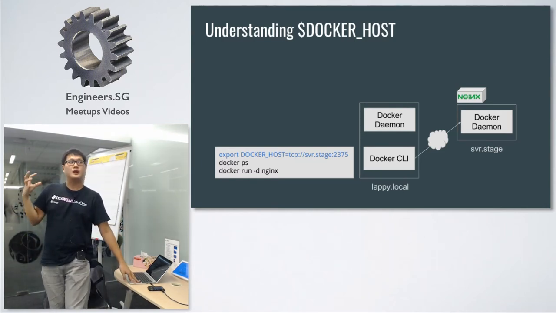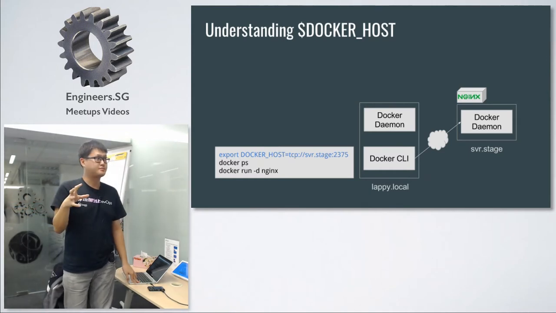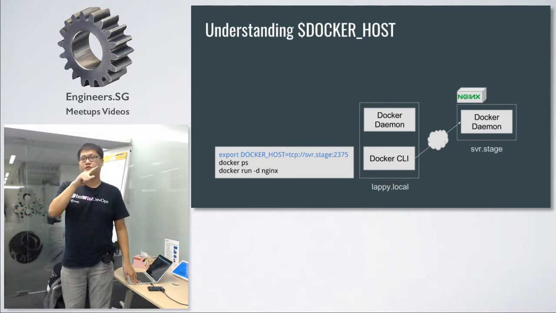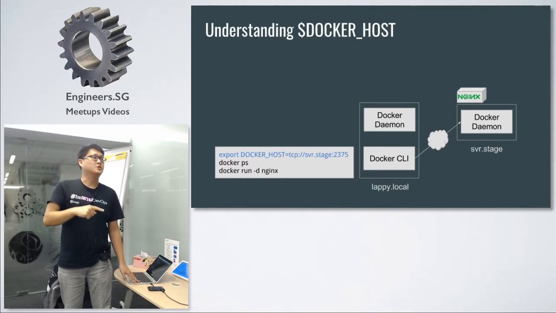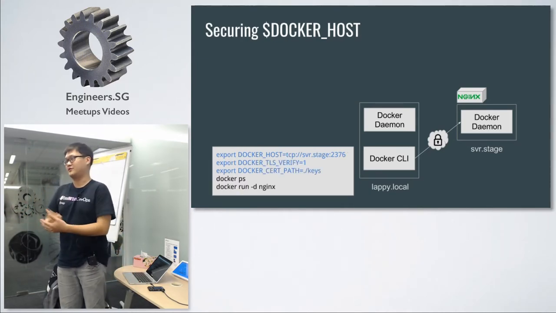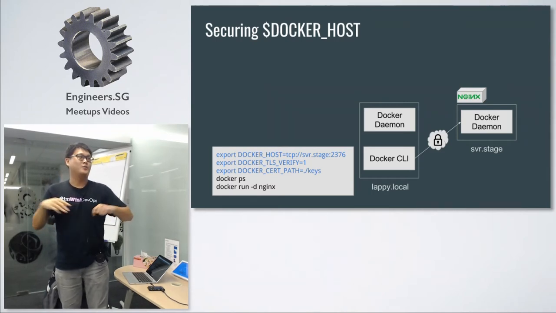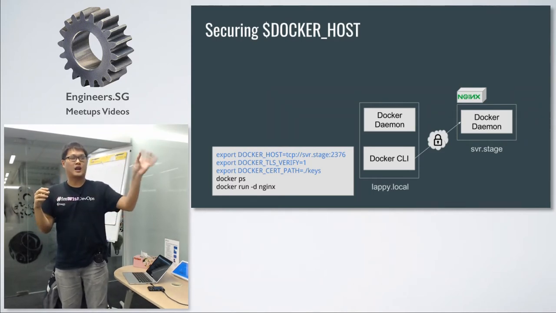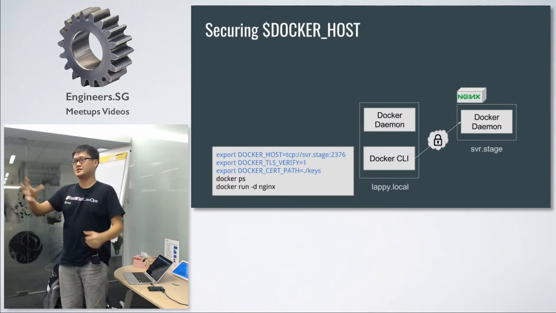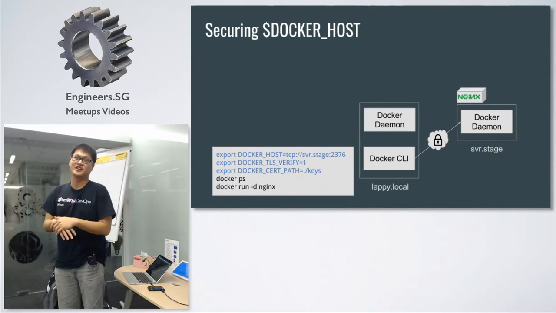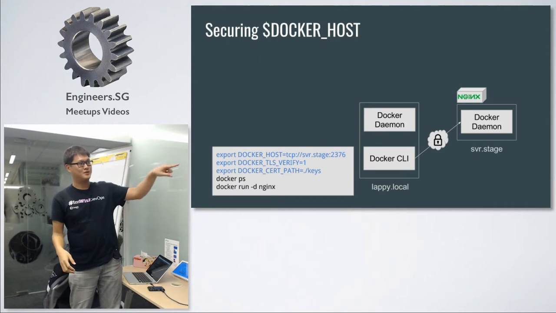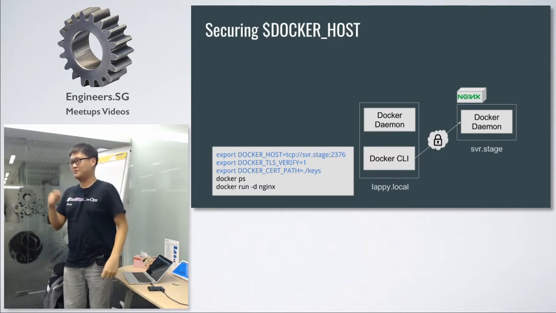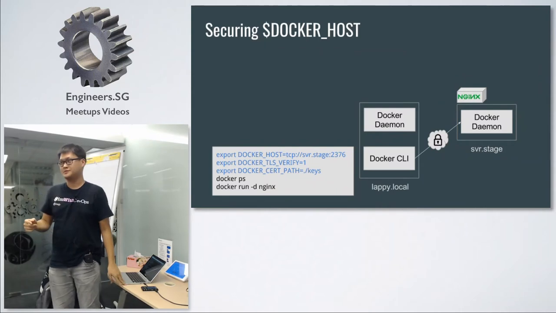The downside to doing this right now is that if you expose 2375 on the internet, you're basically asking for trouble, because everybody who knows your 2375 port will be able to run arbitrary containers on your machine. So what you do is generate a set of TLS certificates. You generate a client cert and a server cert, put the server cert on the server, put the client cert on the client machine, and then export some additional variables, and then you can access your Docker daemon securely.